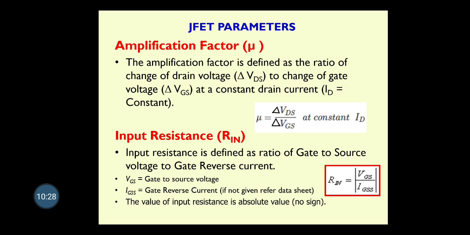Input resistance is defined as the ratio of gate to source voltage to gate reverse current. So it is the ratio of input voltage upon input current. Input voltage is VGS and input current is IGSS. IGSS is the gate reverse current and VGS is the gate to source voltage. The value of input resistance is an absolute value, no sign.